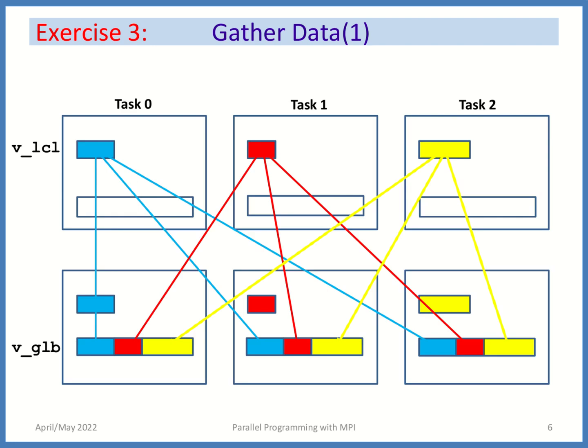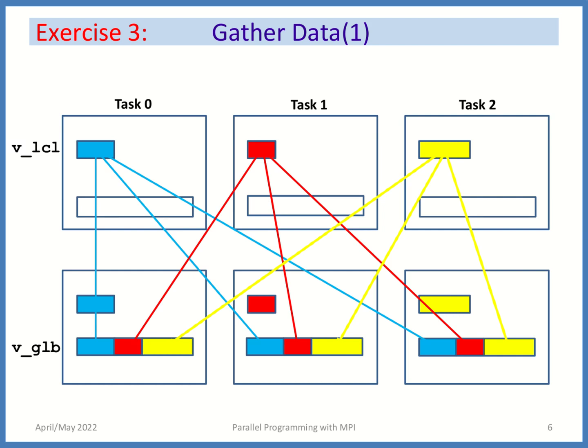You could do it by broadcasting. That means that you copy every task's local array to the place in the global array where it belongs. So every process copies the local part into its global vector. So this would be copied locally in this place and this in this place.